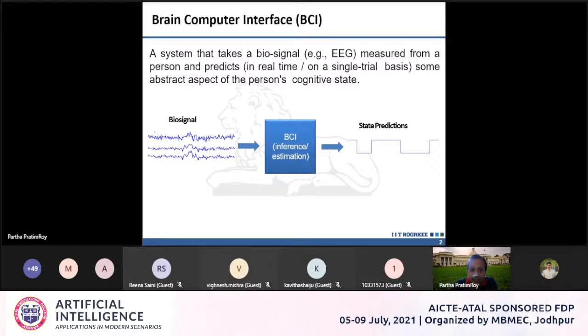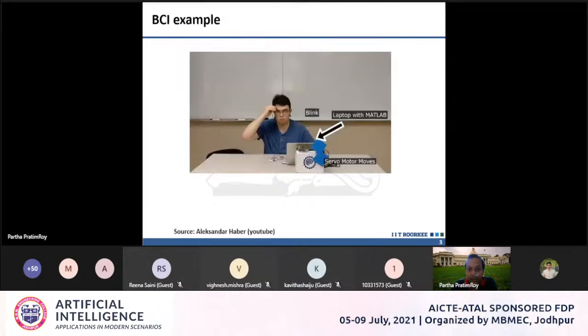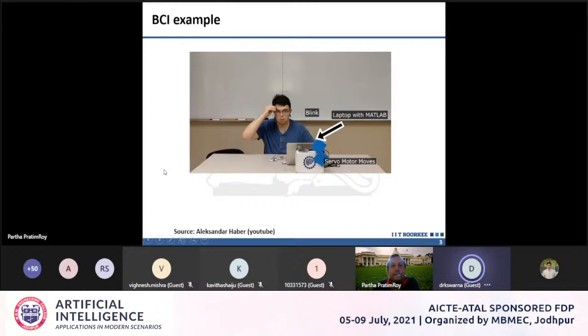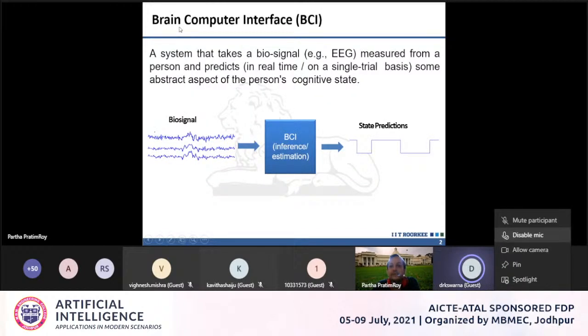So you have these biosignals, and we want to develop an interface called a brain computer interface, which will reflect the states of the brain, whether the person is in a happy mode or sad mode, or whether he is giving attention or not. Any comments?